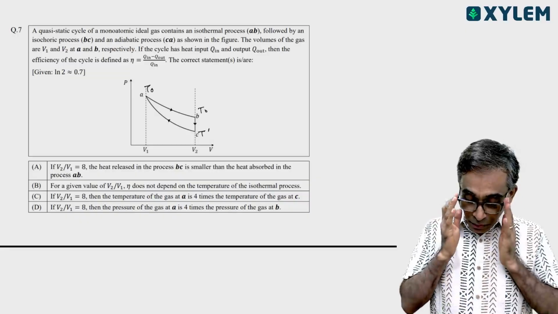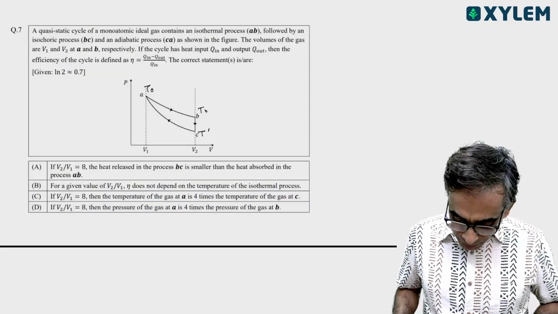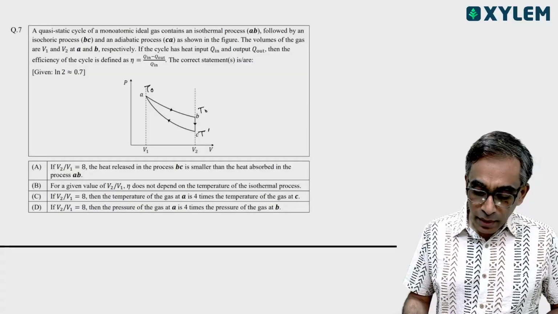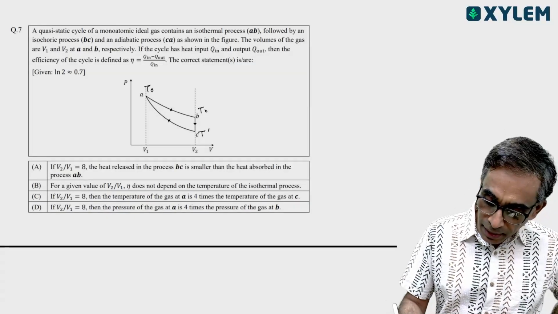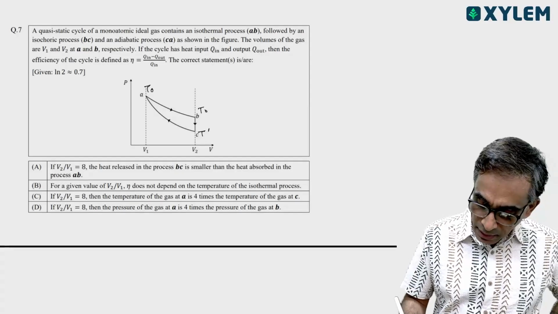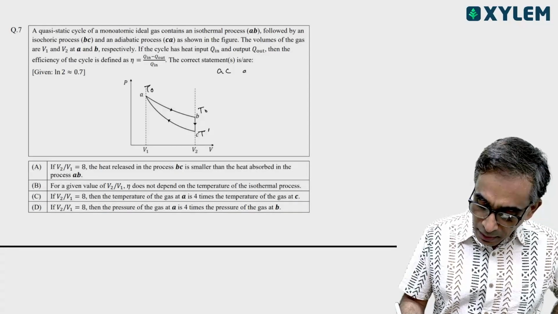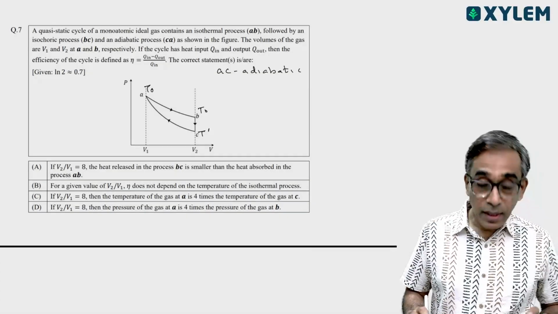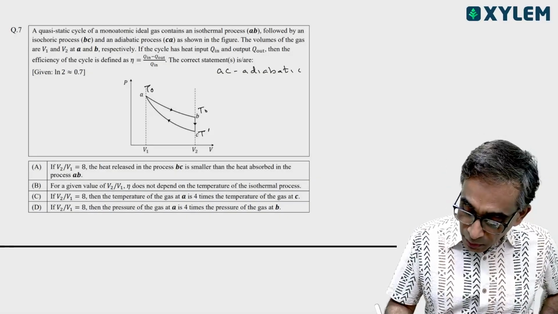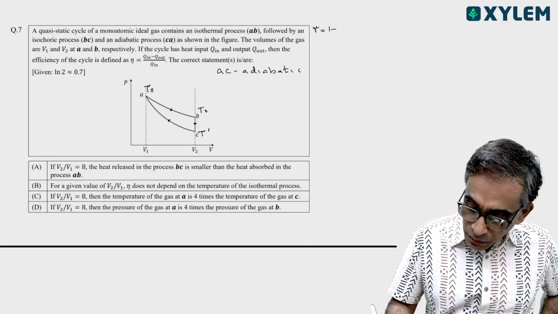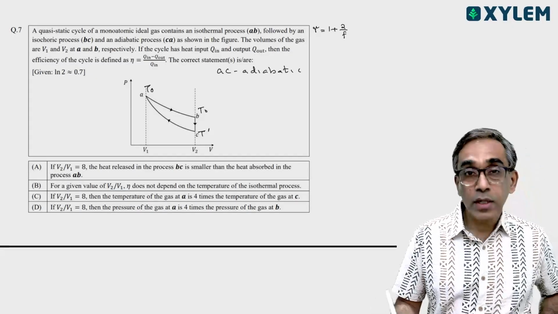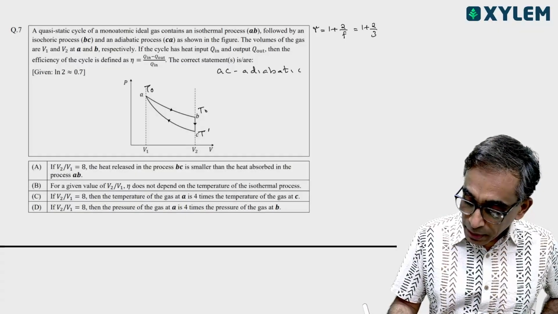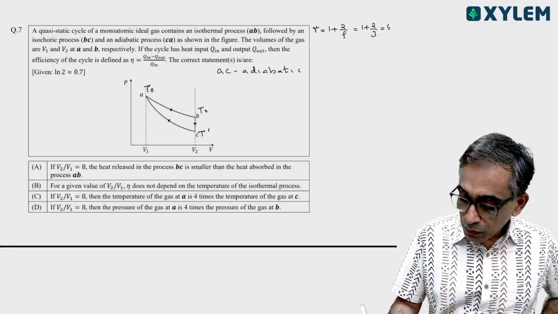Now let's see if we can get any option. Pressure of gas at A is 4 times pressure at gas B. Okay, let's do one thing. Let's take the adiabatic process. Which is the adiabatic process? AC is adiabatic. Adiabatic and gamma is important. So let's calculate gamma. It is 1 plus 2 by degree of freedom. Degree of freedom for monoatomic is 3. So this is 1 plus 2 by 3, which is equal to 5 by 3.